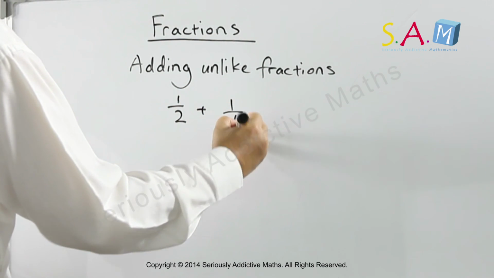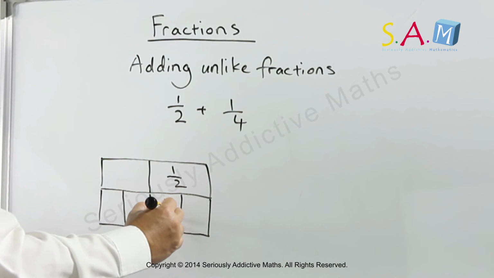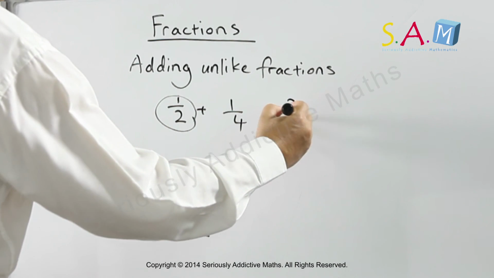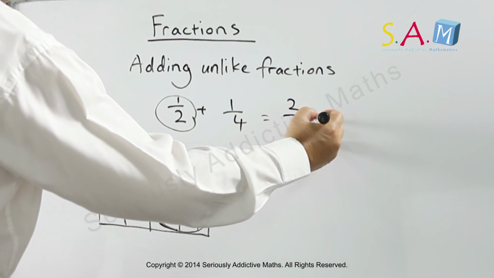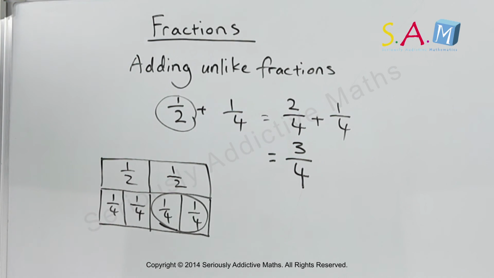Plus 1 quarter, but we know half is the same as 2 out of 4. So half is actually 2 out of 4 plus 1 quarter, which is actually 3 quarters.